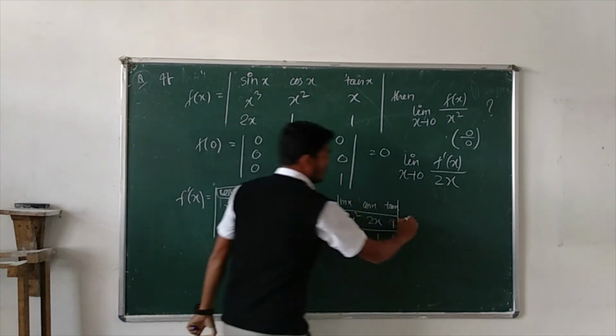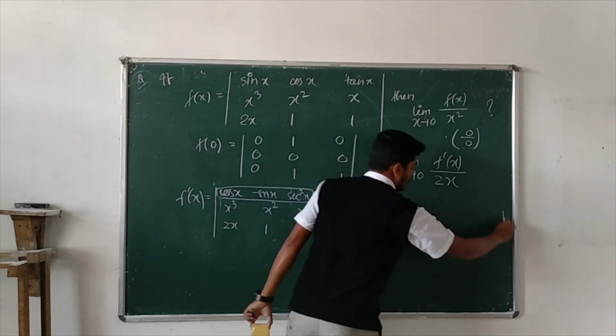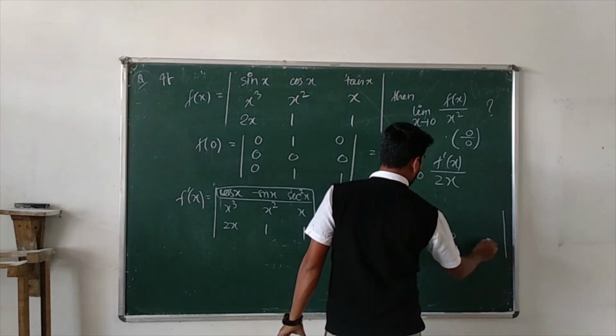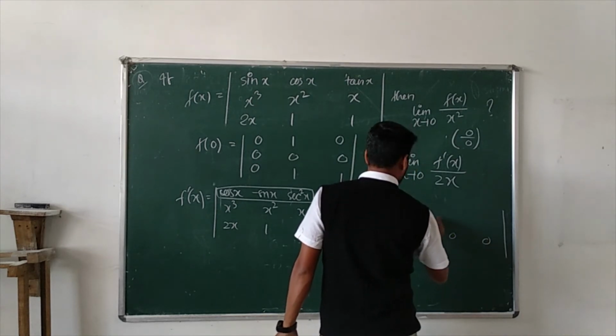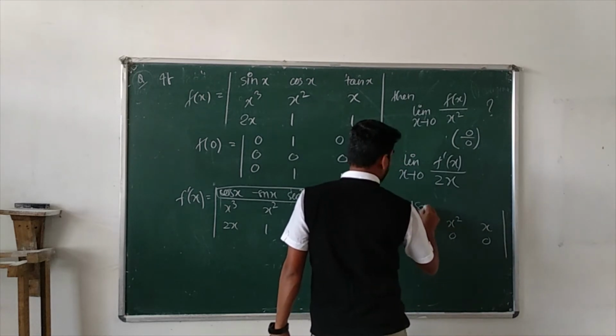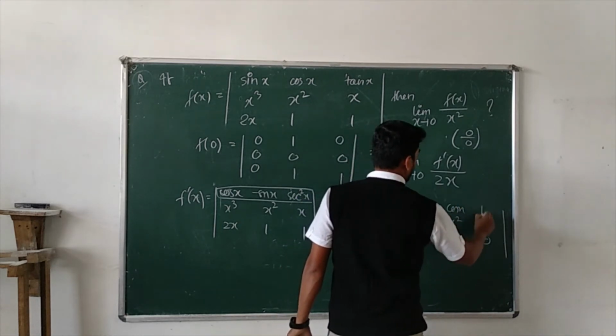What is the derivative of the third row? The other two rows will remain the same. The derivative of the third row will be 2, 0, 0. What are the other rows? x cube, x square, x, and sin x, cos x, and tan x.